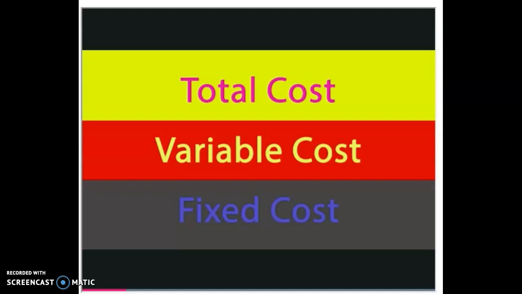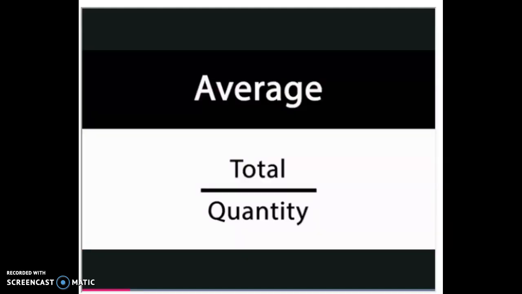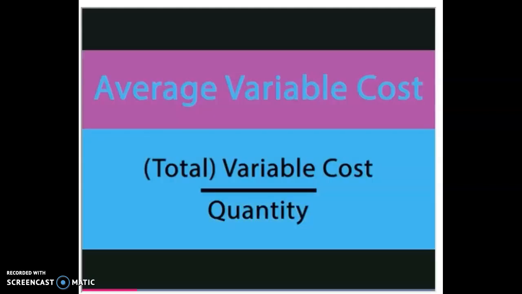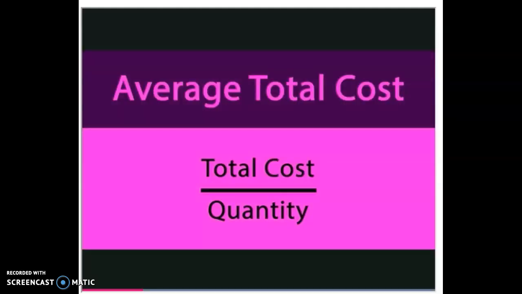The averages of each of these types of cost are important as well. To find the average of anything, we take the total and divide by the quantity. So the average fixed cost is the total fixed cost divided by the quantity of output. The average variable cost is the total variable cost divided by the quantity of output. And the average total cost is the total cost divided by the quantity of output.